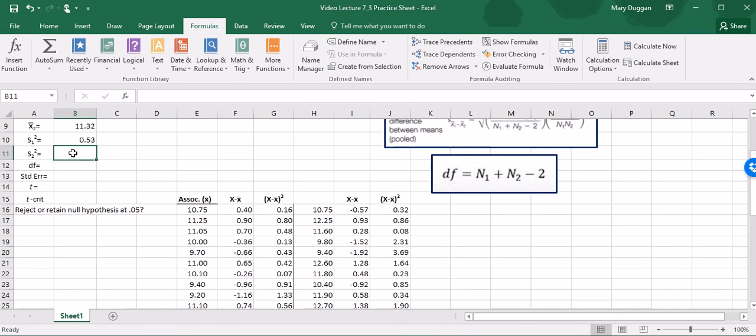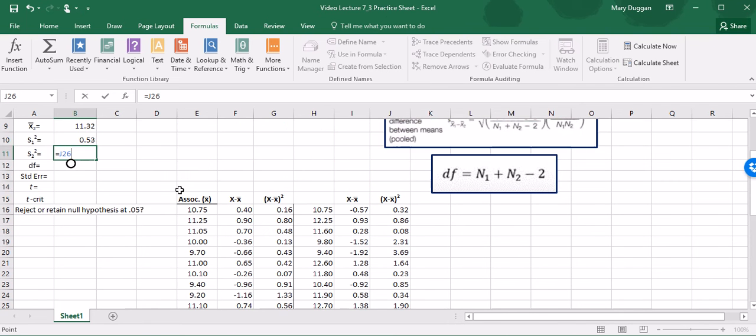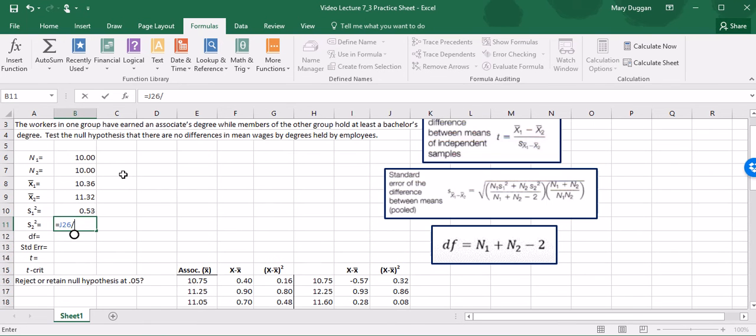So in figuring out the variance, I'm going to do equals 12.22 over the n of 2. And that gives us a variance of 1.22 for the second group. And let's just figure out our degrees of freedom while we're here. We have equals the n of 1 plus the n of 2 minus 2.